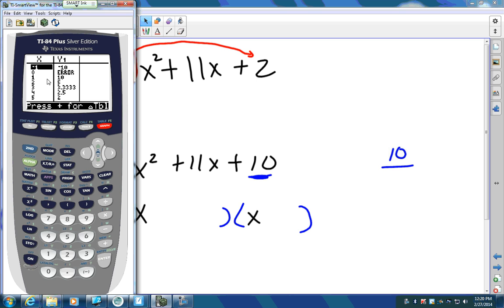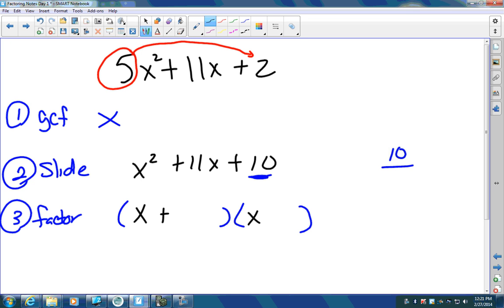I need the factors that add up to this middle number. The middle number is 11, right? Which one of these factors gives me 11? 1 and 10. 1 plus 10 gives me 11. Remember, add them together. So I'm going to have plus 1 and plus 10.